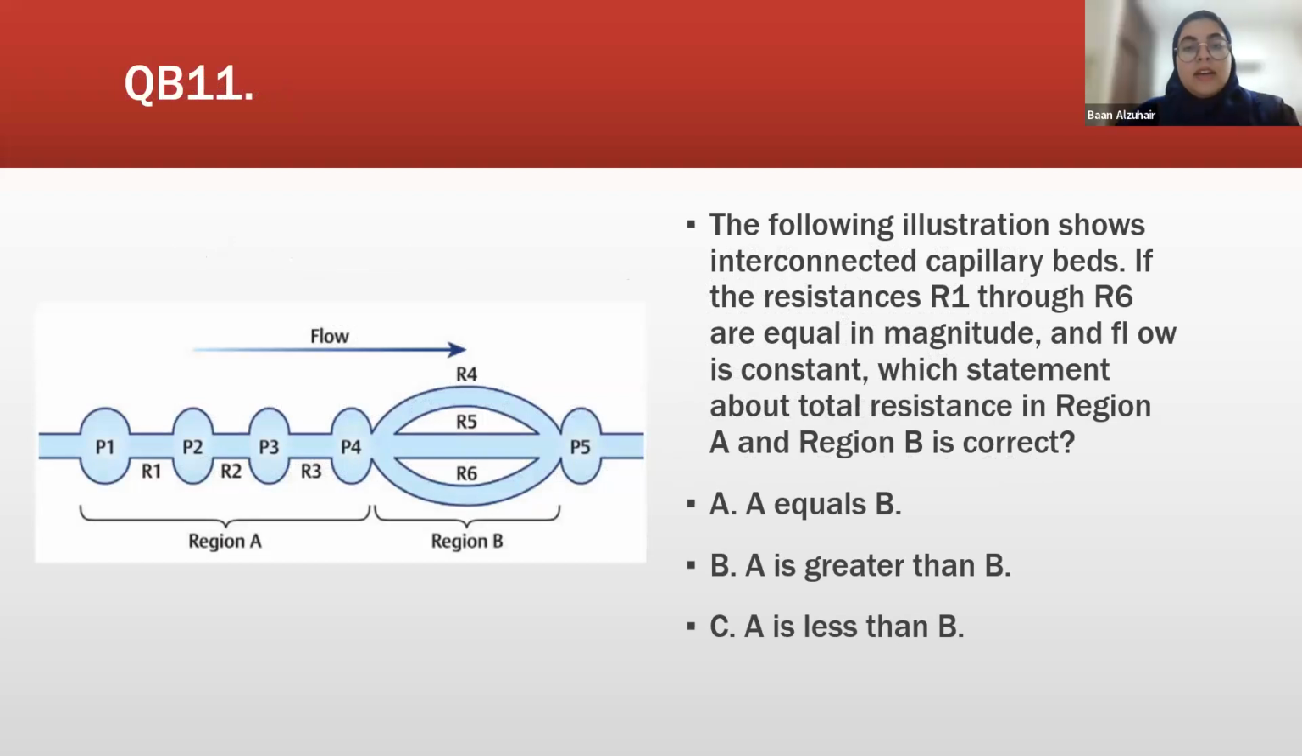The following illustration shows an interconnected capillary bed. If the resistances R1 through R6 are equal in magnitude and flow is constant, which statement about total resistance in region A and region B is correct? Yes, amazing. It is B. A is greater than B. Does anyone know why?